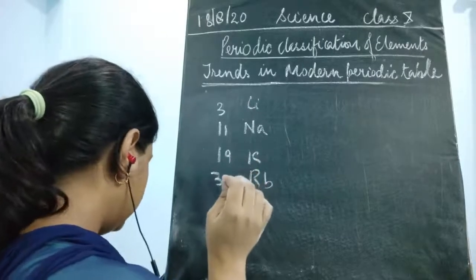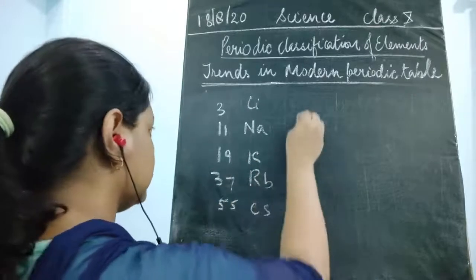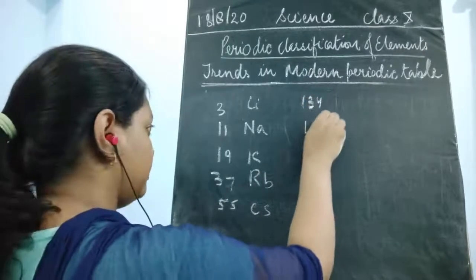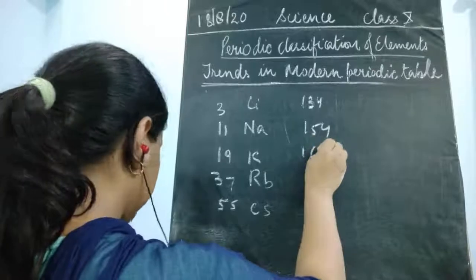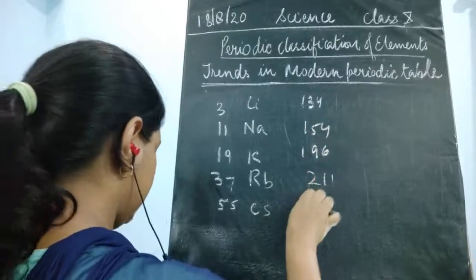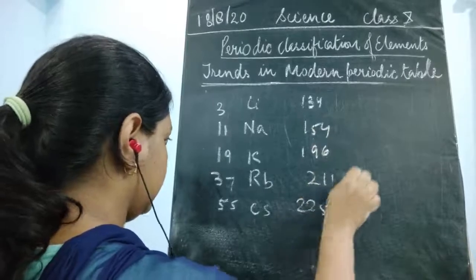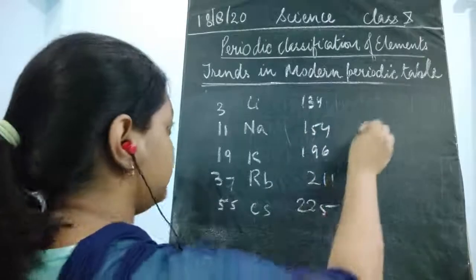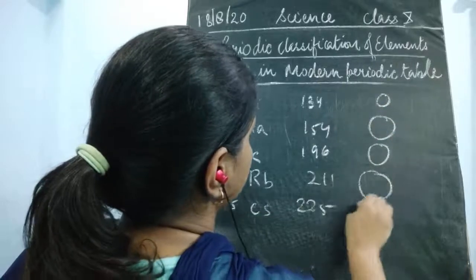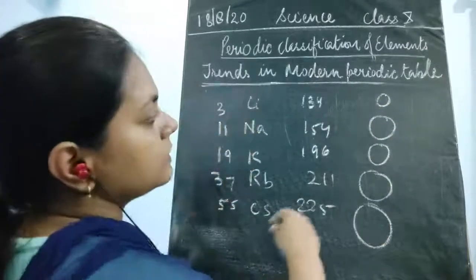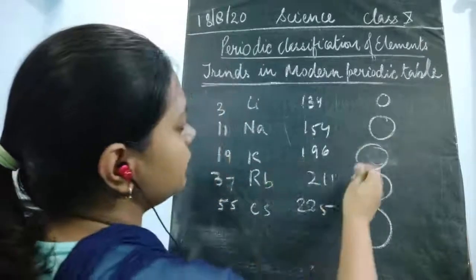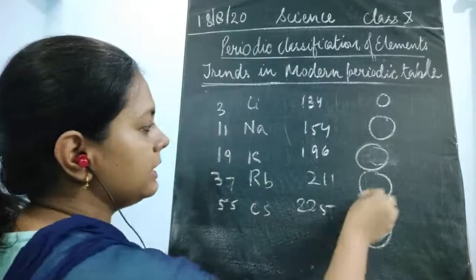Now what is the atomic radius? It is 134, this is 154, this is 196, then this is 211, this is 225. So what will happen? The size increases, and it is continuously getting increased. Why is this getting increased?